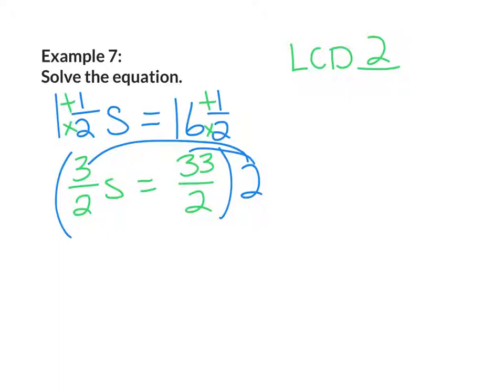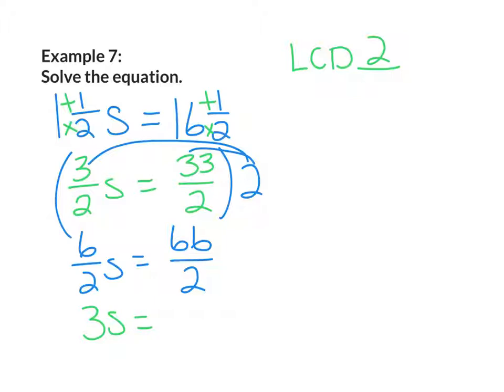So 3 times 2 will give me 6 over 2, s, equals 33 times 2 will give me 66 over 2. I'm going to divide. 6 divided by 2 gives me 3s. 66 divided by 2 will give me 33. So since 3 times s is multiplication, I'm going to divide by 3 on both sides. So 3 divided by 3 cancels out, and I'm going to be left with just s. 33 divided by 3 will give me 11. So my answer is s equals 11.